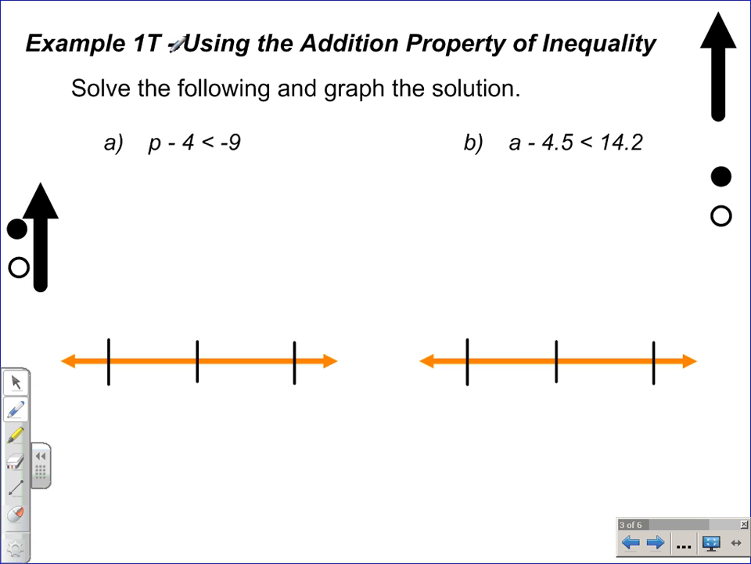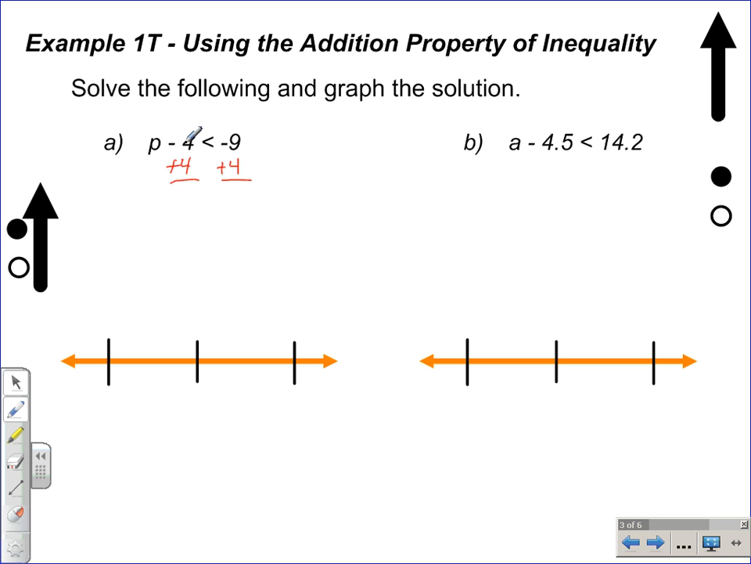Example 1, using the addition property of inequality. Solve the following and graph the solution. The solving is very similar to solving equations. Looking at part A, p minus 4 is less than negative 9. The goal when solving equations or inequalities is to get the variable by itself on one side of the inequality. In this case, it's p minus 4. So we need to get rid of the minus 4. To do that, we use the addition property of inequality, which states that we have to add 4 to both sides.